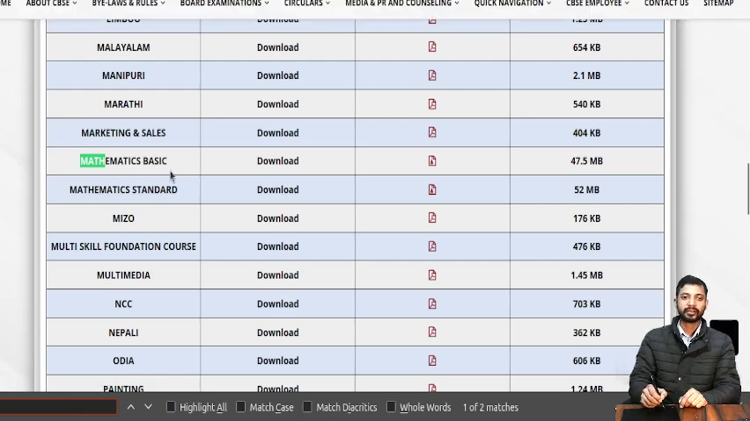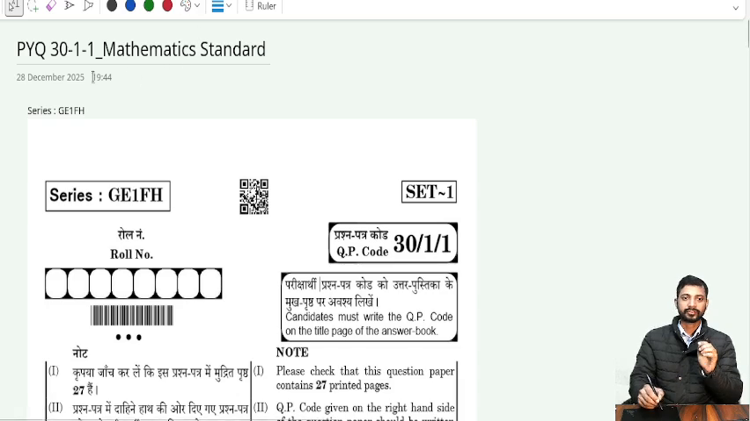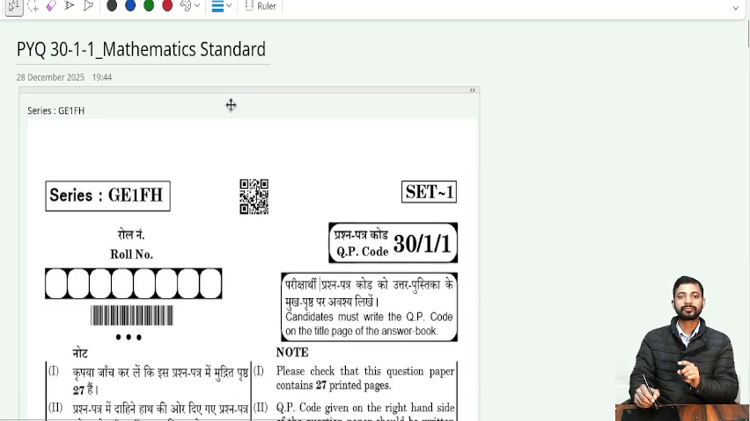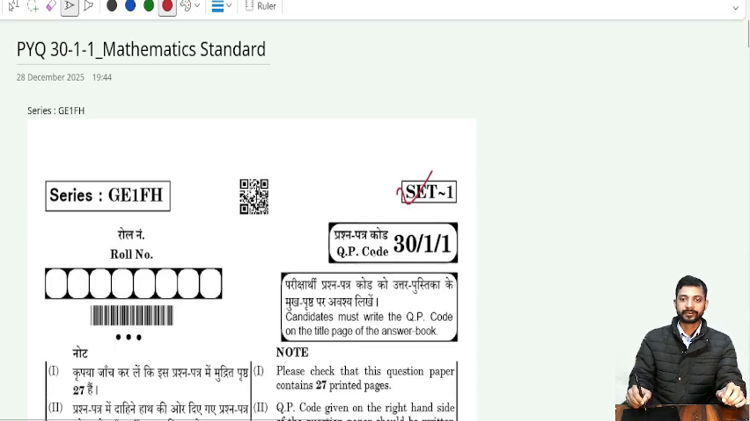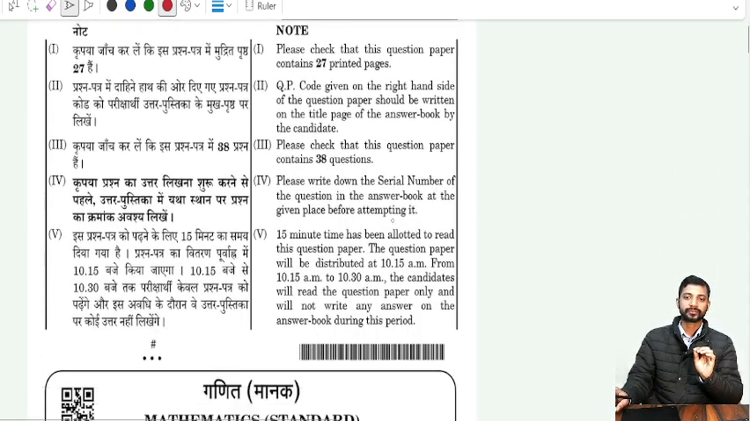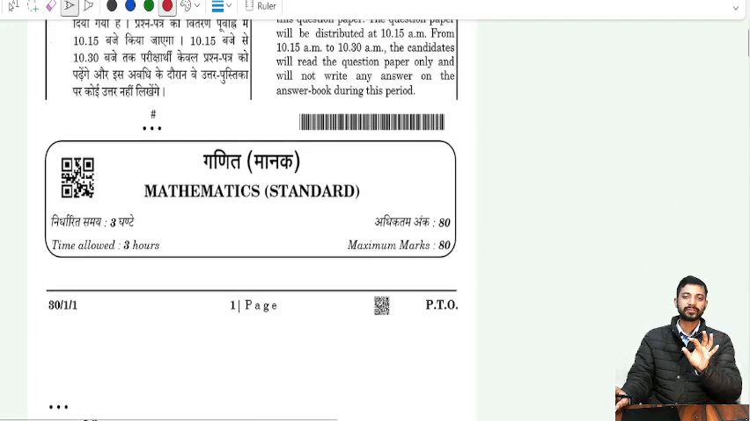Here you have two types of question papers, basic and standard. In this video, I'm going to solve the mathematics standard question paper. So download it. The downloaded file will be zipped. You have to unzip it and then open the question paper. Question paper 3011 mathematics standard. I am going to solve this question paper. Here you can see the question set is one, question paper code 3011. So let's take a quick review of this question paper.